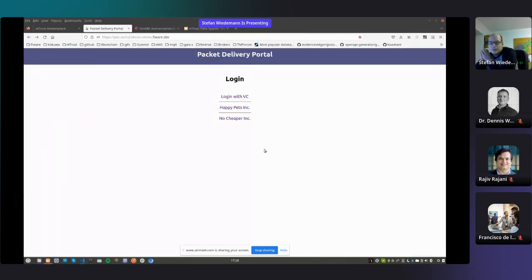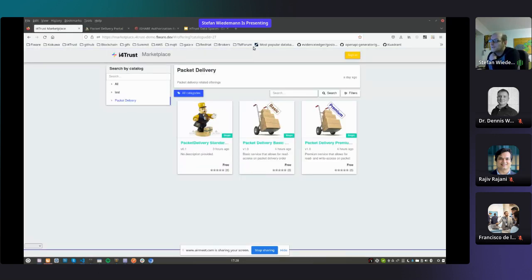As you probably have seen in the packet delivery portal when Dennis opened it, we not only have the option to choose the IDP that we want to log in with, but there is also the login with verifiable credentials button here. To log in with a verifiable credential, we have to set up different things in the marketplace, and I will start with exactly that. You are already familiar with the marketplace from Dennis and Francisco.